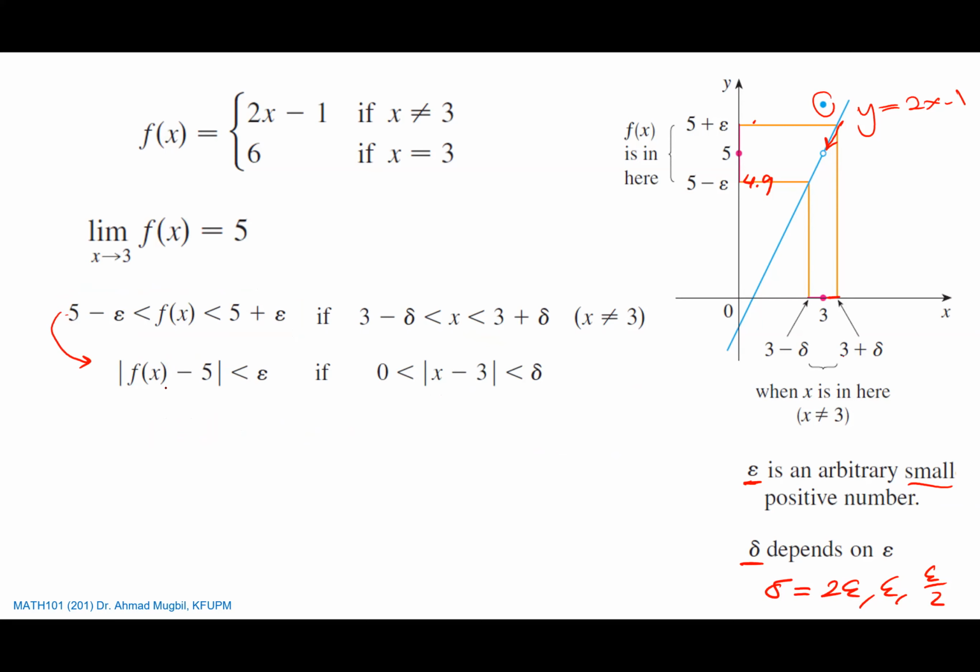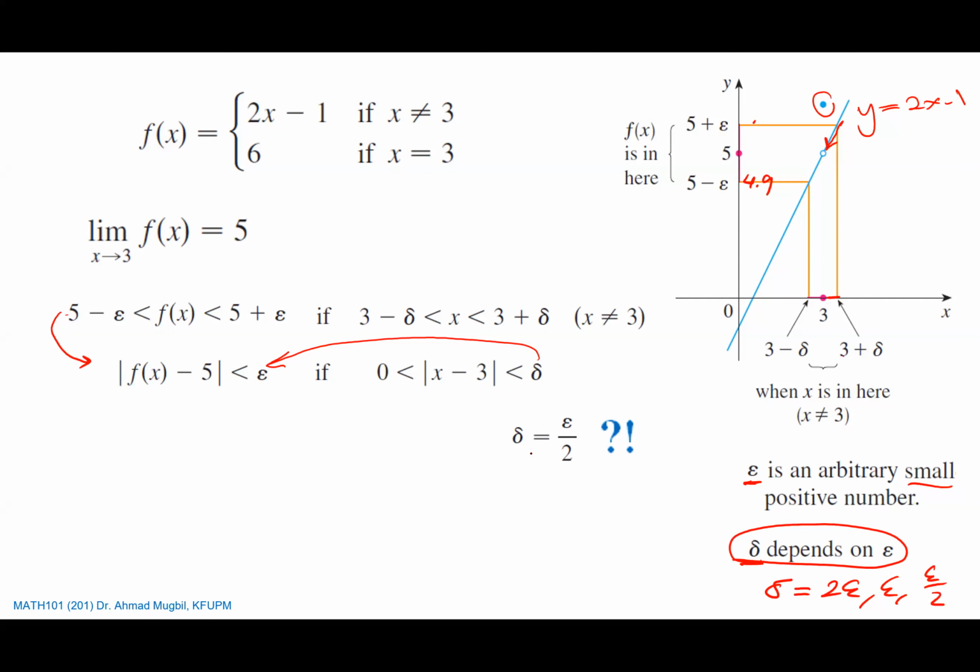Now here you have the absolute value of f of x minus 5 less than epsilon if the distance between x and 3 is less than delta. So if the distance here is very small, of course, here it's also very small, and they are dependent. Delta here depends on epsilon. How to find delta? We said that delta depends on epsilon. In fact, delta here is epsilon over 2. It is a half of epsilon.